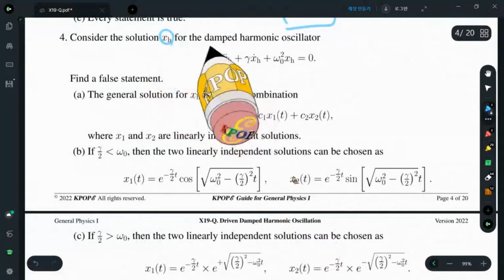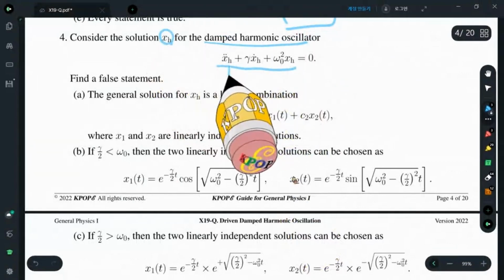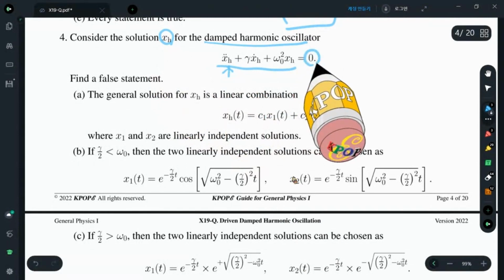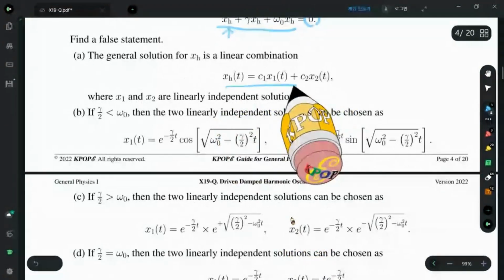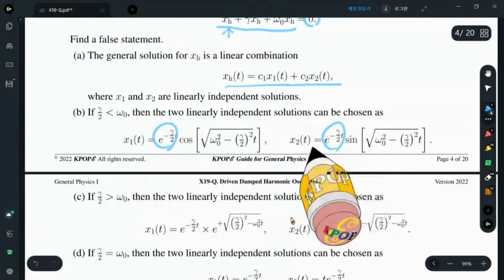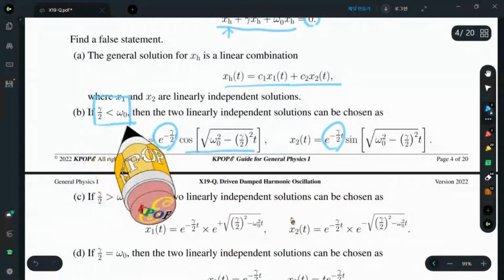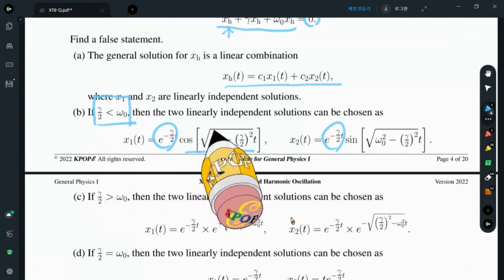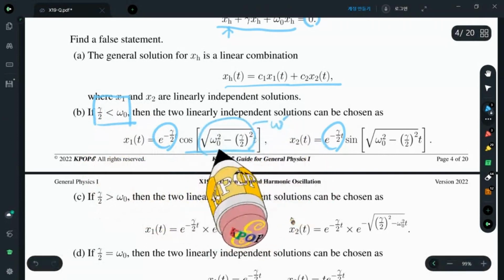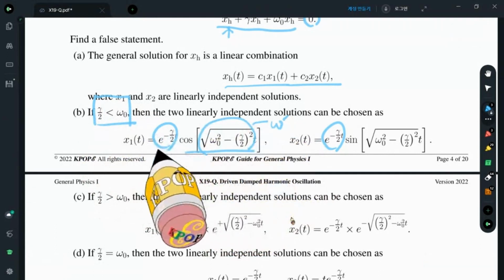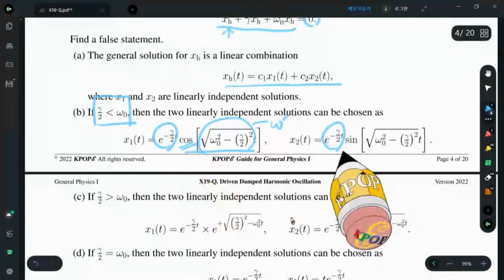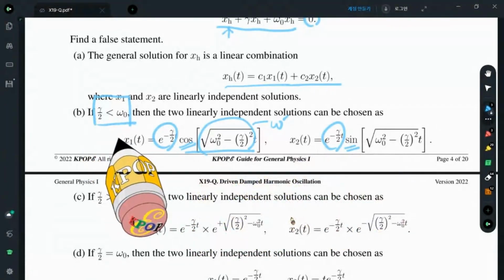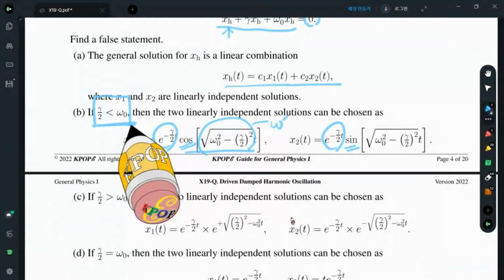Consider solution X_H for the damped harmonic oscillator. Mathematically, we use this homogeneous equation solution. Subscript H comes from homogeneous because the right-hand side is exactly zero. The solution, we learned, has a damping factor, and when 1/2 of gamma is less than omega zero, in that case, the square root of this, that is called omega prime, is a new frequency. However, we have an exponential suppression factor, and the solution is either cosine or sine. So a linear combination of this represents the solution for the underdamped case, that is 1/2 of gamma is less than omega zero.